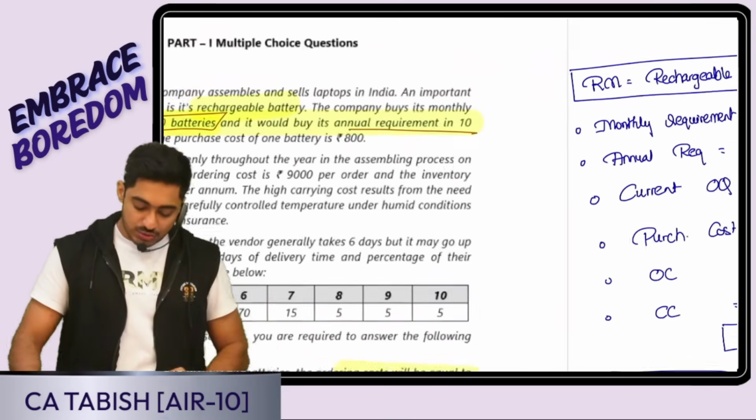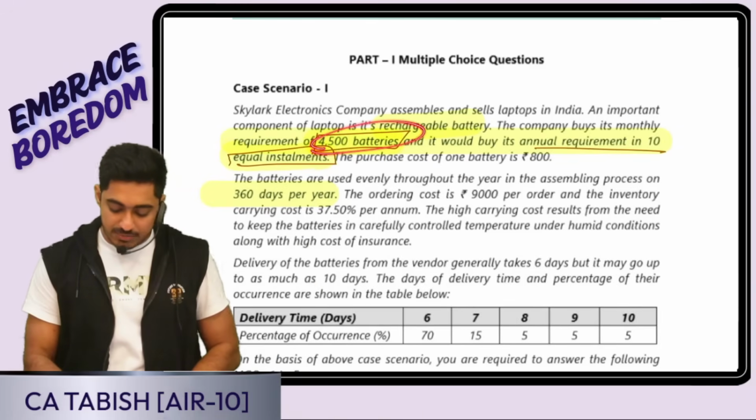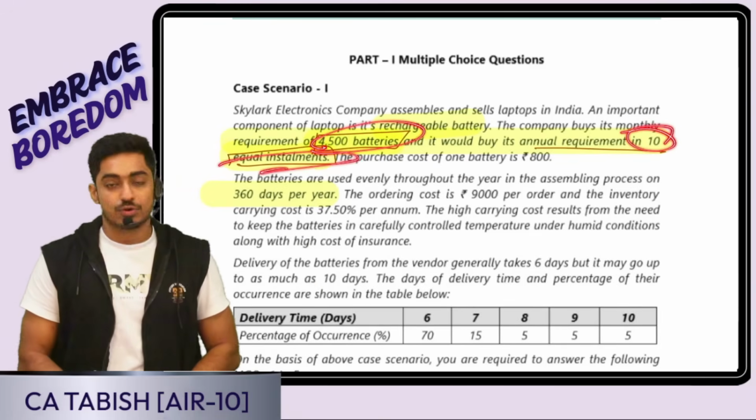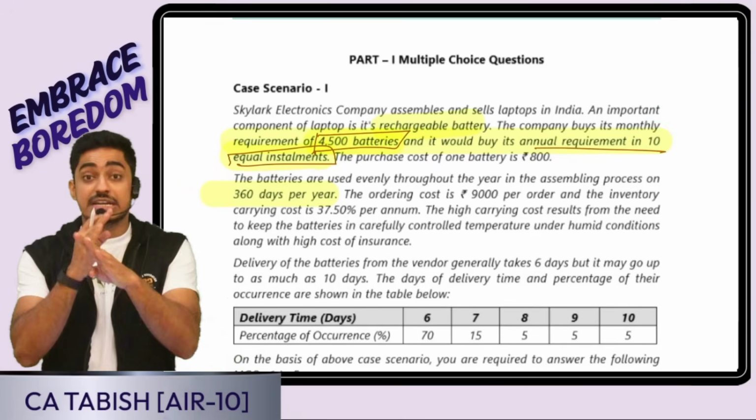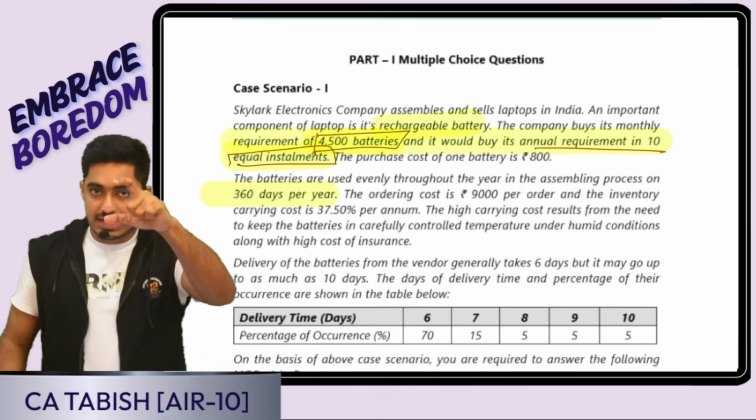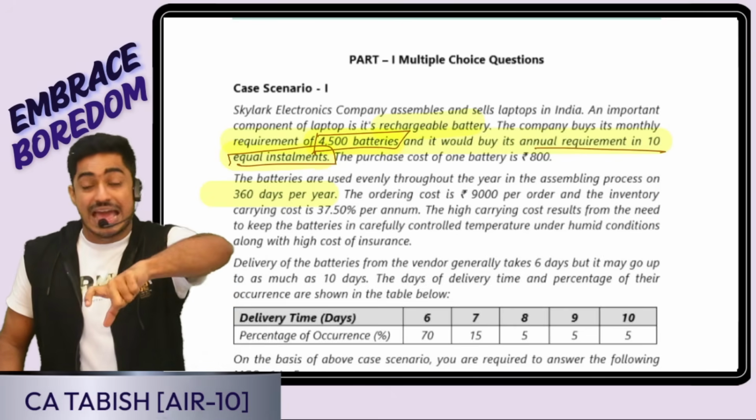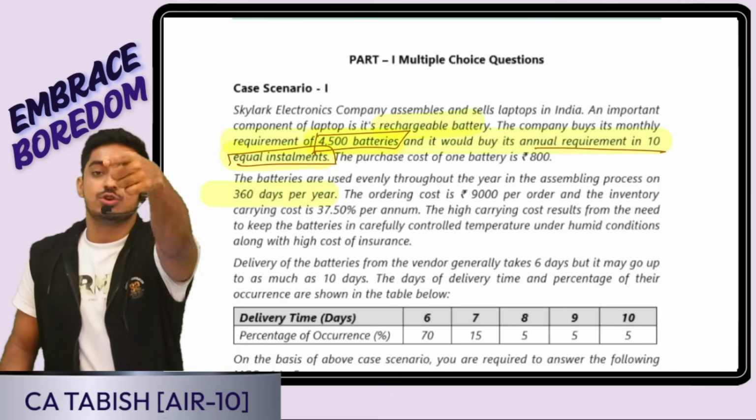If you as a student think, okay, 4,500 per month, the question is telling 10 times I am buying, so 4,500 into 10, 45,000. It is wrong. 4,500 is the monthly requirement. That means your annual requirement is 4,500 into 12, 54,000.